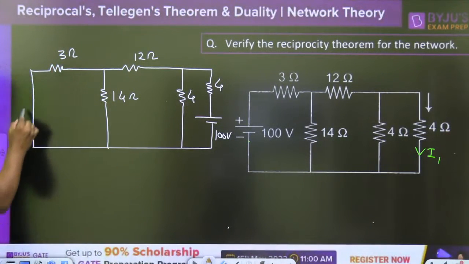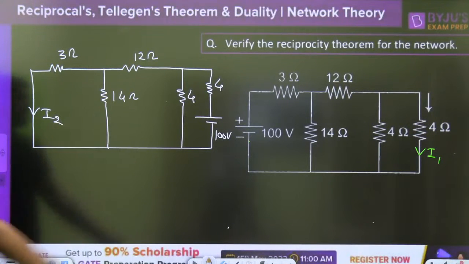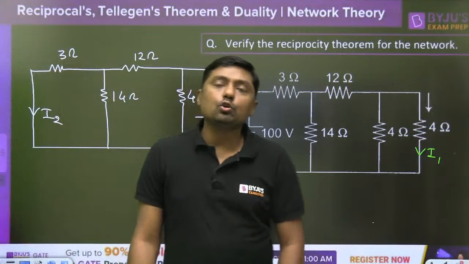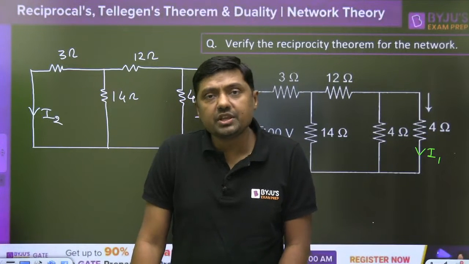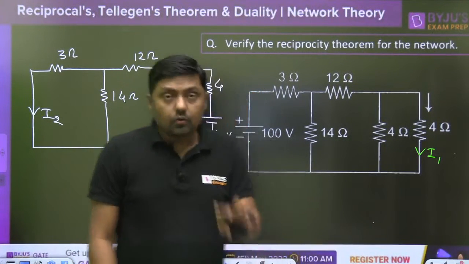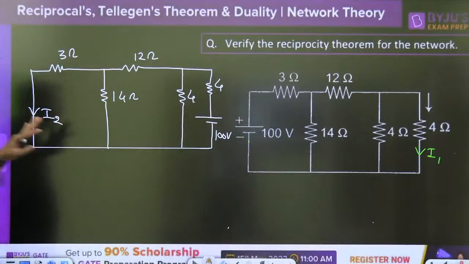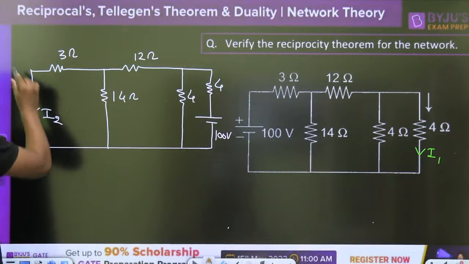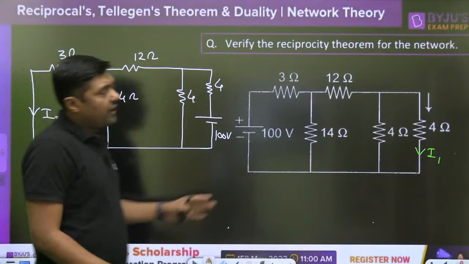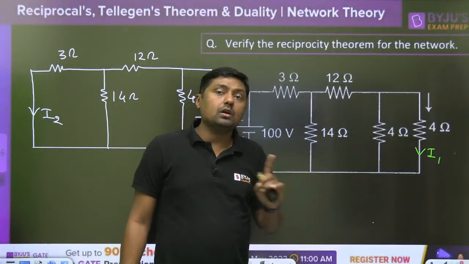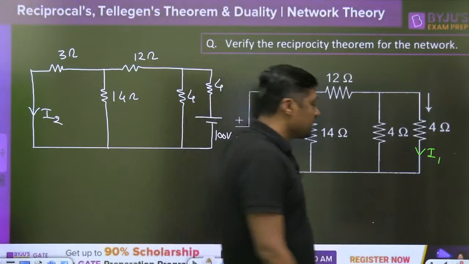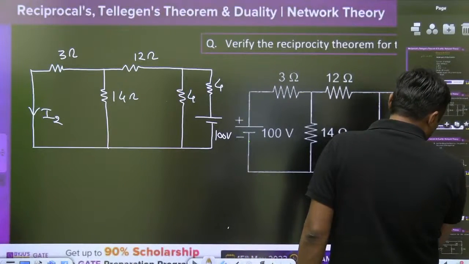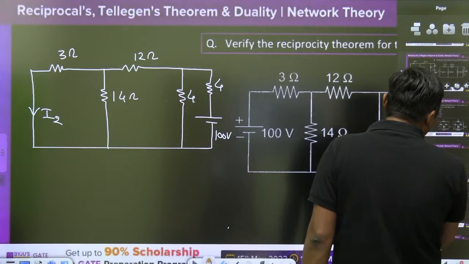Now what will be the I2 here? In both the cases, if the voltages are the same, I2 and I1 will remain the same, because that network is purely resistive, and that's why it is bilateral, right? It will satisfy the reciprocity theorem. So you can find the value of I2. This is a very, very easy diagram, or here we can find the I1. In both the cases, I1 and I2 will remain the same. That is the use of the reciprocity theorem.